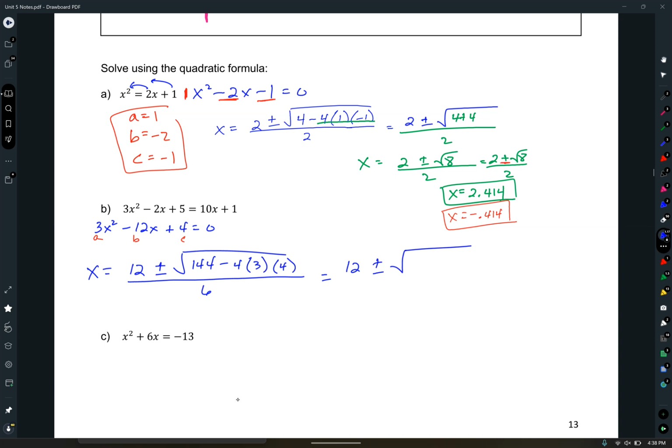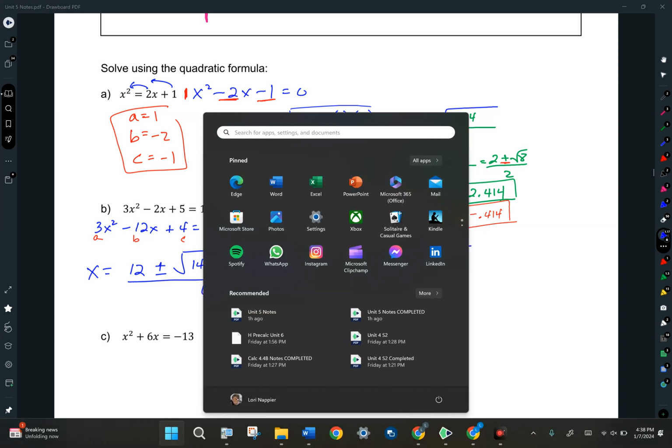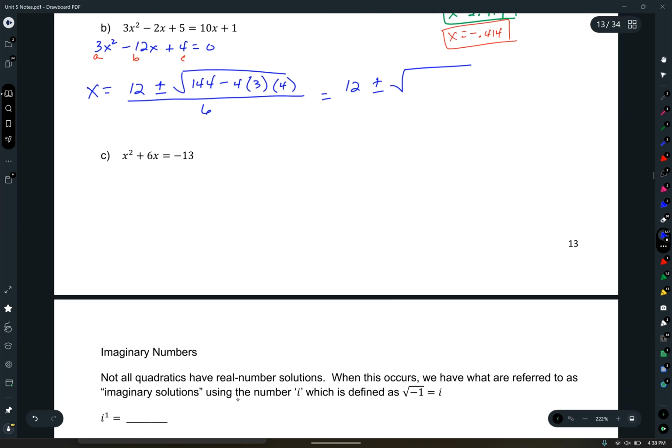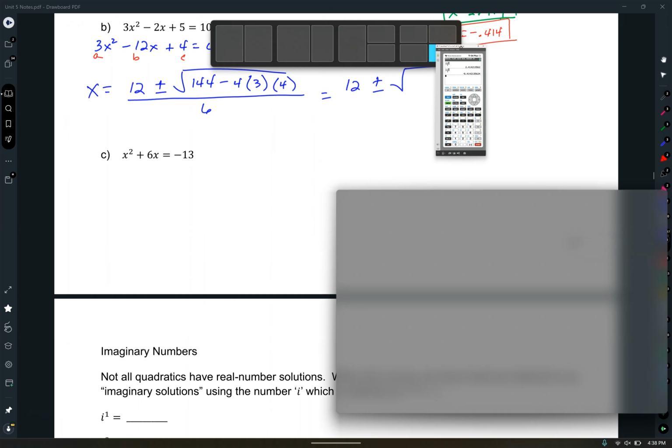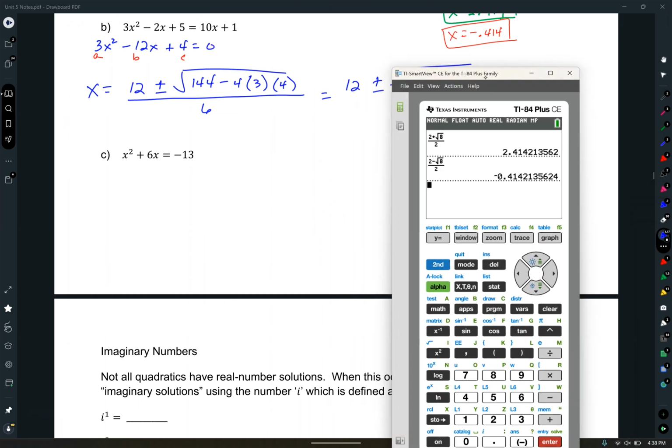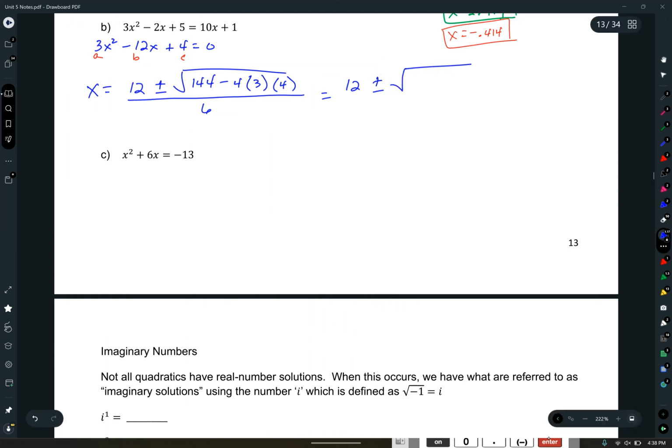Again, you can put that in your calculator. You can put in the 144 minus 4 times 3 times 4. Let me put that in. Here we go. We're trying to figure out what is 144 minus 4 times 3 times 4. I'm just working with the stuff under the square root, right? So under the square root, I'm going to have 96. So plus or minus the square root of 96 all over 6.